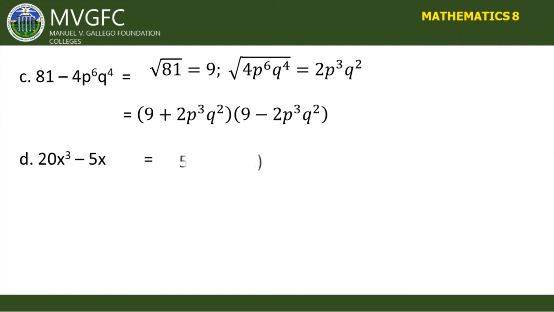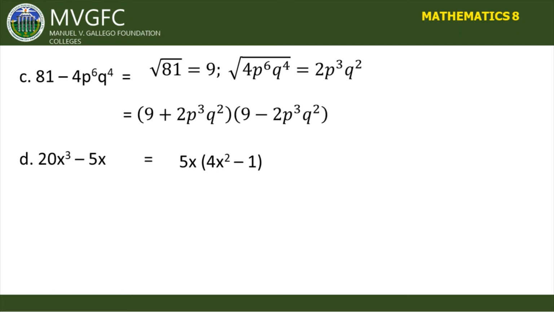Okay? So for letter D, we have here 20x cubed minus 5x. The question is if both of the terms are squares. Since not, we can use our knowledge in common monomial factor. First thing is you need to find the GCF of 20x cubed and 5x. And that is, of course, 5x. Next is to divide both terms by the GCF. So we have the answer 4x squared minus 1, as you have learned in our previous discussion.